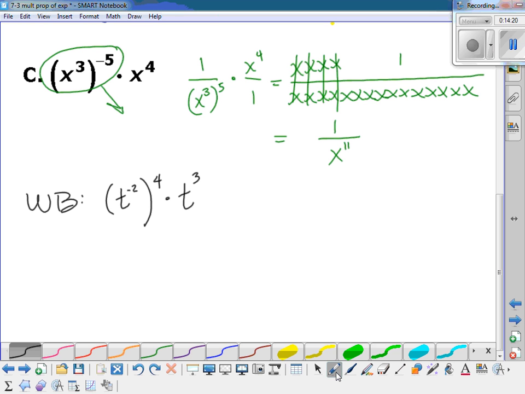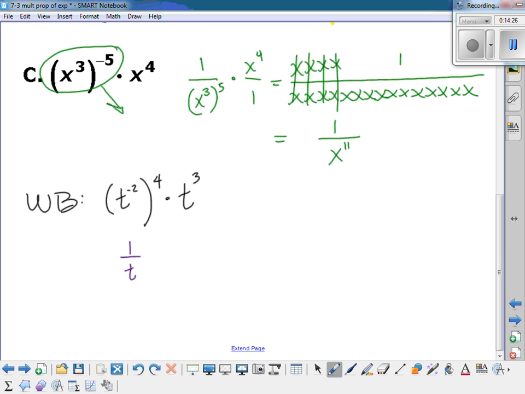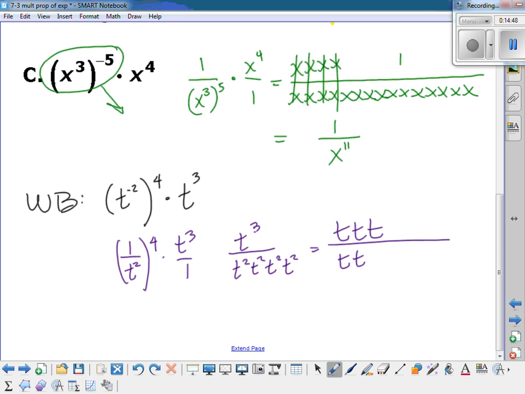Okay, so some of you are getting close, but not quite. If I have t to the negative 2, that's 1 over t squared, right? And that's being raised to the 4th power, and then t cubed over 1 if you want to think of it that way. So that means I've got t cubed on top, and I've got t squared 4 times on the bottom. So 1, 2, 3 on top. 1, 2, 1, 2, 1, 2, 1, 2. So I can cross out 3 of them, to be 1 over t to the 5th.